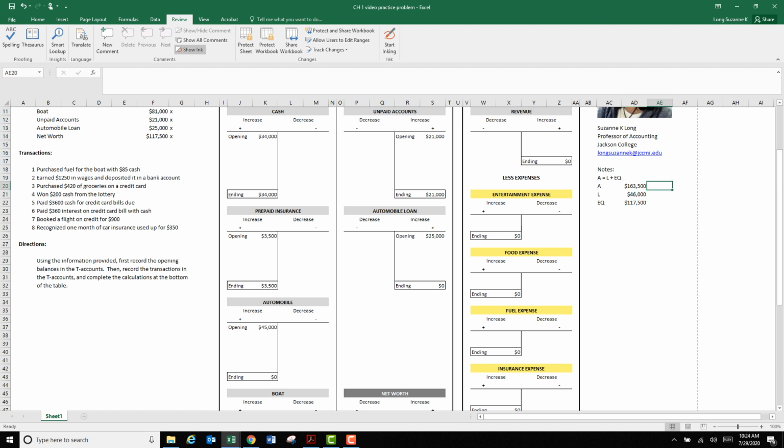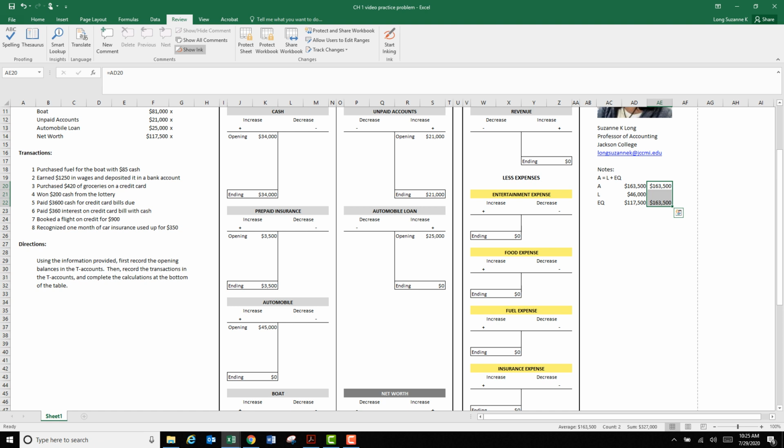Now let's work the formula. Assets is the left side. Now I want to see what's liabilities plus equity. What's this one plus this one? I want to see, yeah, we balance out, 163.5, 163.5. Assets equals liabilities plus equity.